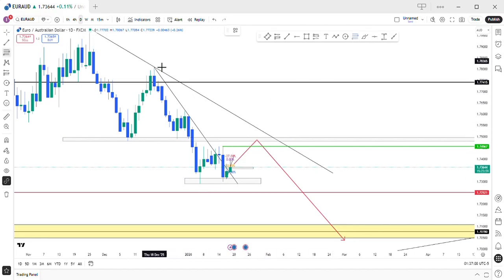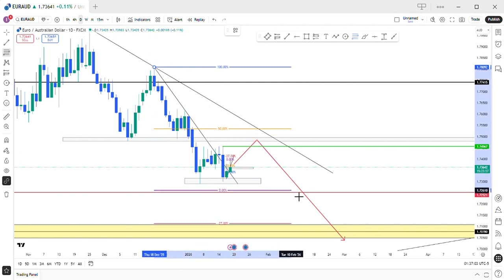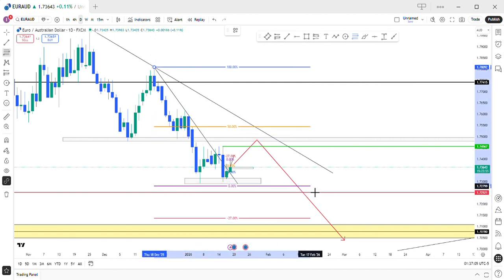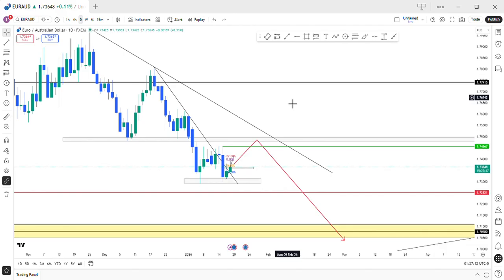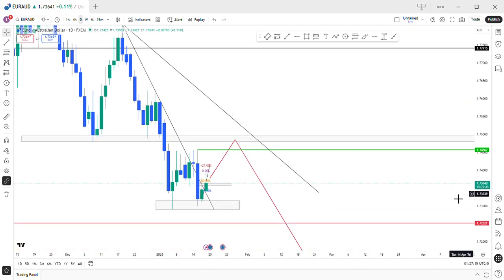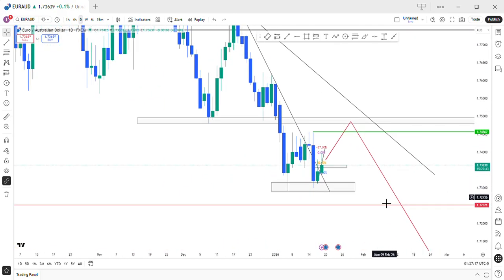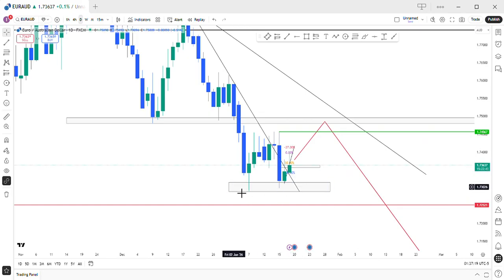But because of this Fibonacci right here, there's a higher chance of price going deeper into this trend line and this Fibonacci. So that will be a good setup for us to jump in. And if you also check, you see that price came into this level right here, this level right here.